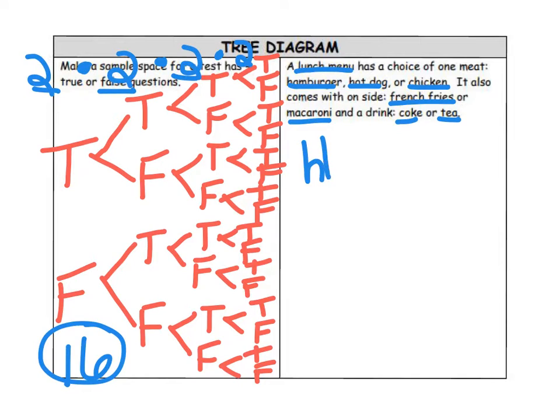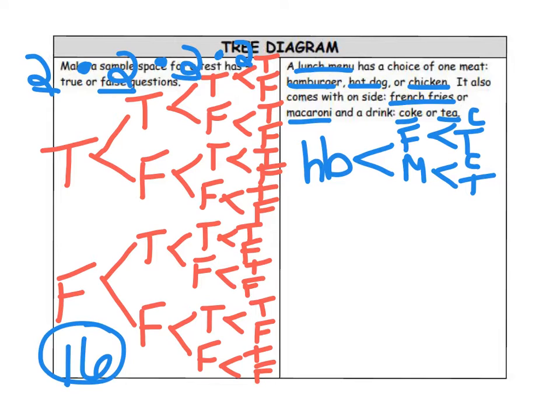So hamburger will be fries or macaroni, and Coke or tea. Okay, so if you order a hamburger, you could have fries and a Coke. If you order a hamburger, you could have fries and tea, hamburger, macaroni, and Coke, and hamburger, macaroni, and tea. So those are already how many combinations? 1, 2, 3, 4. 4.